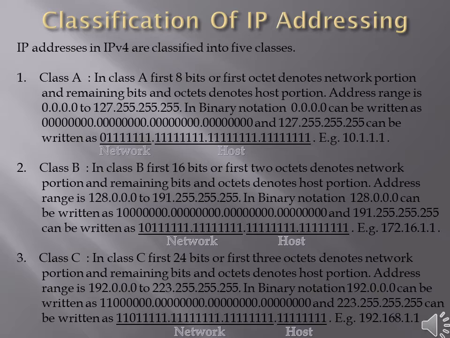In binary notation, 192.0.0.0 can be written as 11000000 in the first octet and all zeros in the remaining 3 octets. And 223.255.255.255 can be written as 11011111 and all ones in the remaining 3 octets. Example of a Class C IP address is 192.168.1.1.